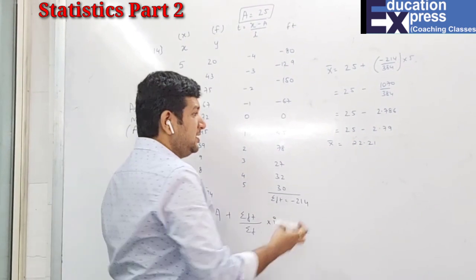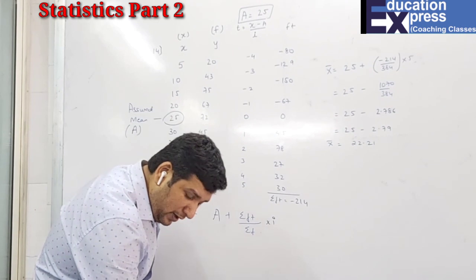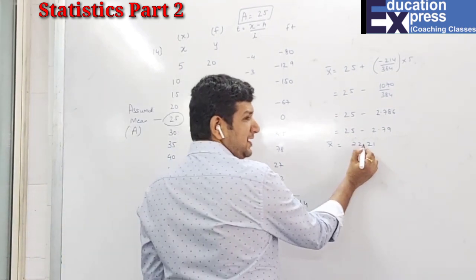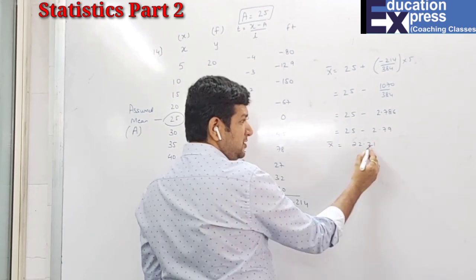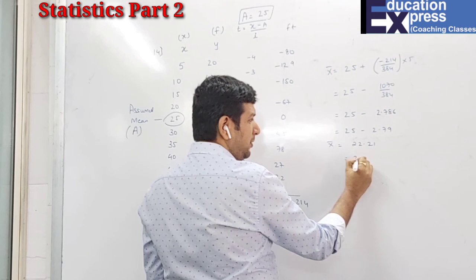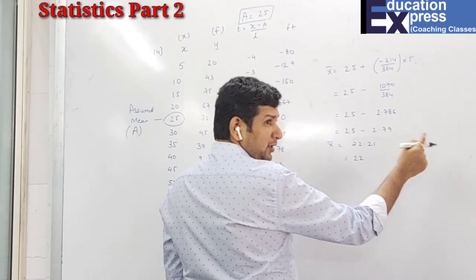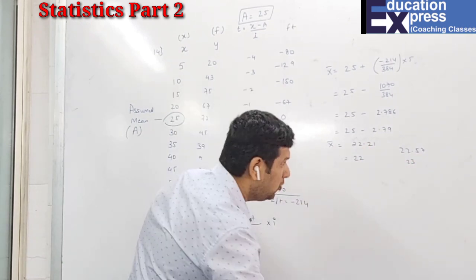So students, the answer is x bar is 22.21, but in the question I mentioned that we have to write the answer to the nearest whole number. The digit after the decimal, can you see, students, over here? It is less than 50, so obviously I can just remove this. The nearest whole number is 22. In case this would have been 22.57, so more than 50, then the answer would have been 23. But here it's less than 50, the answer will be 22 only.